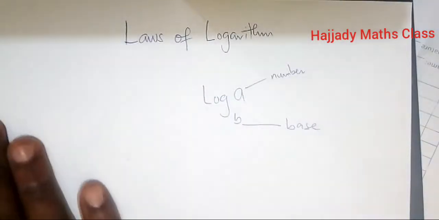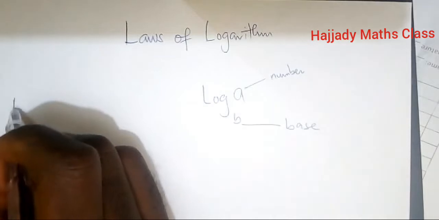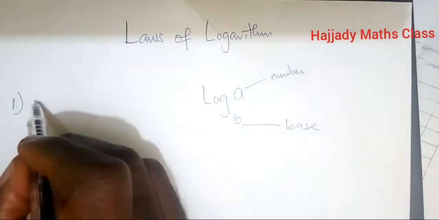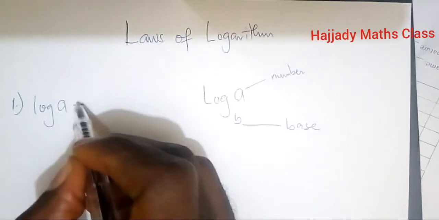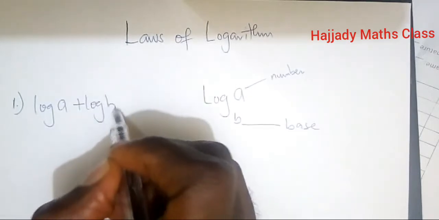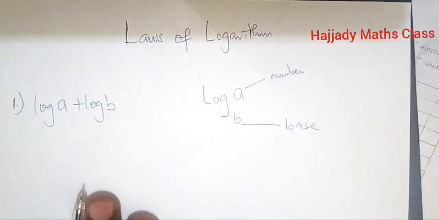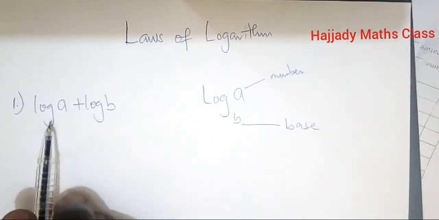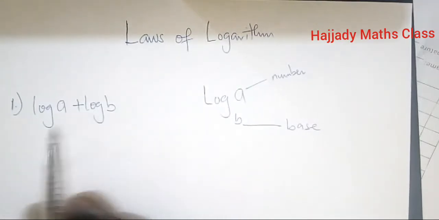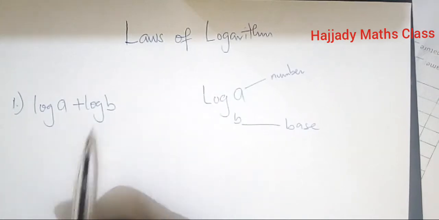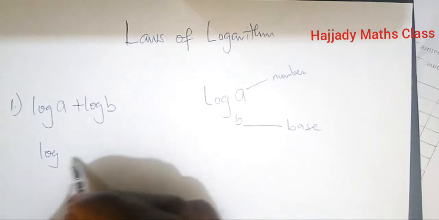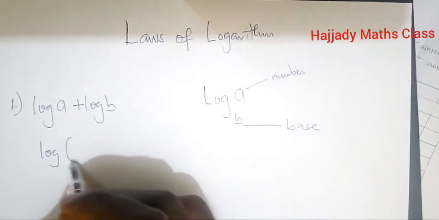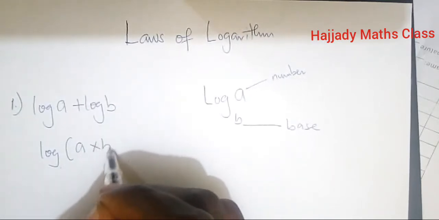So with this, I'm going to take you down the laws of logarithm. The first on the list is when you have log of numbers, we have log a plus log b. Mathematically speaking, we assume that these are having the same base, which is base 10. So with this, we are having log of numbers in the same base to be a times b.